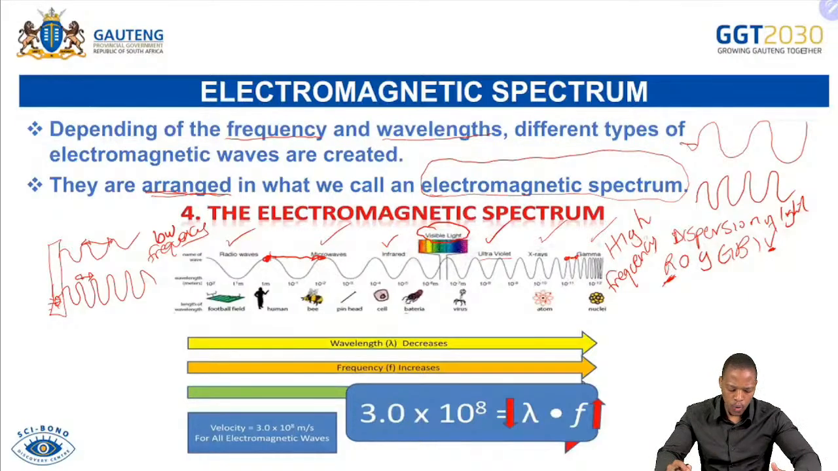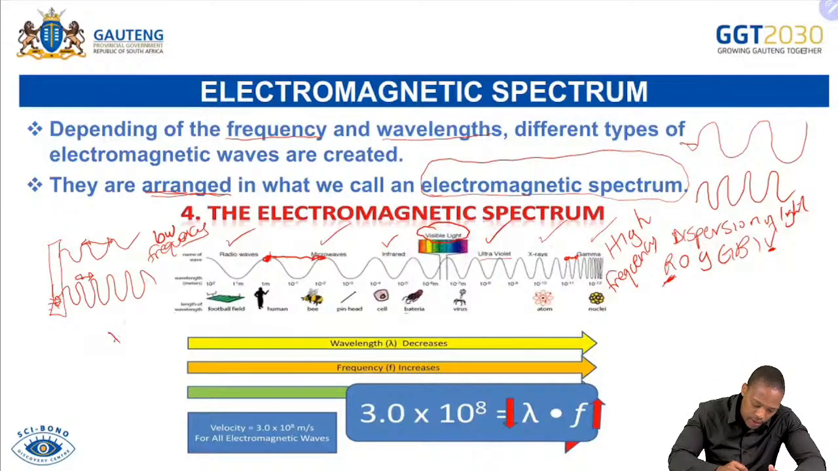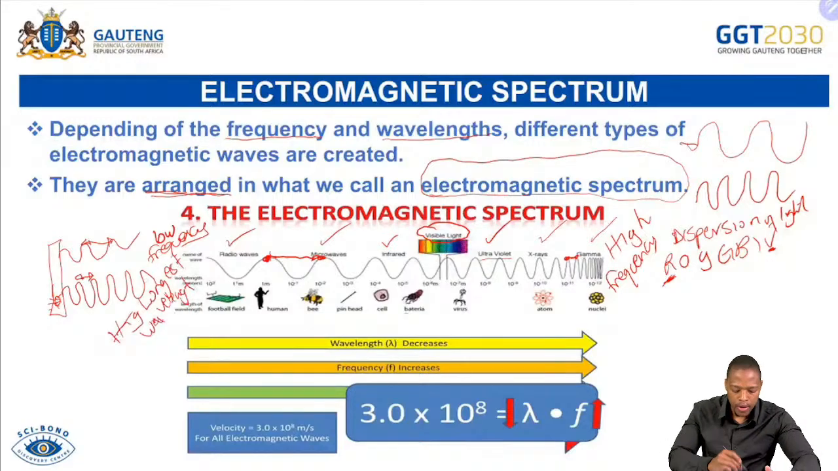So if the radio waves have the lowest frequency, you'd remember the relationship between frequency and wavelength. If they have the lowest frequency, that means they have the longest wavelength. Your radio waves have the longest wavelength. The ones with the shortest wavelength, as I was trying to show you here, are the gamma rays.